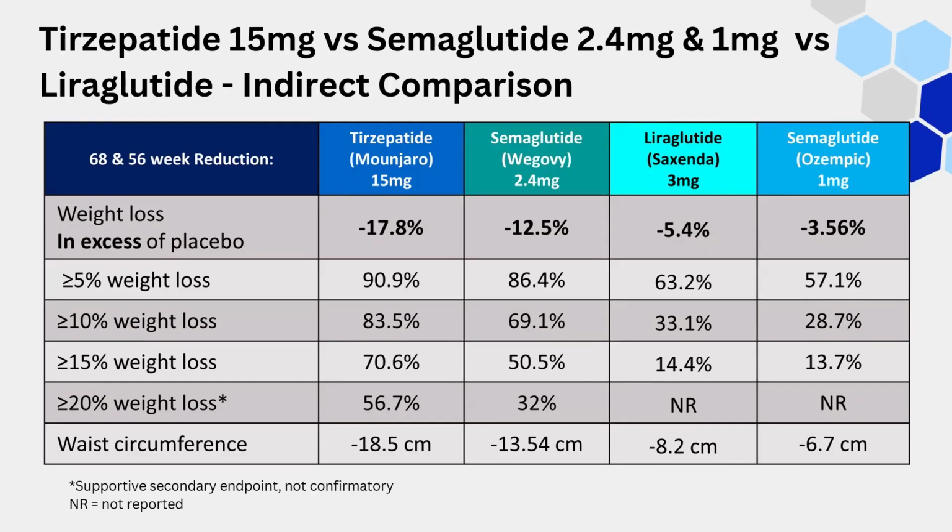Notice how weight loss in excess of placebo is your top row. We can see tirzepatide at 17.8% from baseline. They also have included at least 5% weight loss, 10%, 15%, and 20% weight loss, as well as change in waist circumference. So this is a great way to compare these drugs and different doses, for example here of semaglutide, in terms of certain endpoints that they all had. And this is a nice way to look at one versus another, always recognizing that there are limitations.